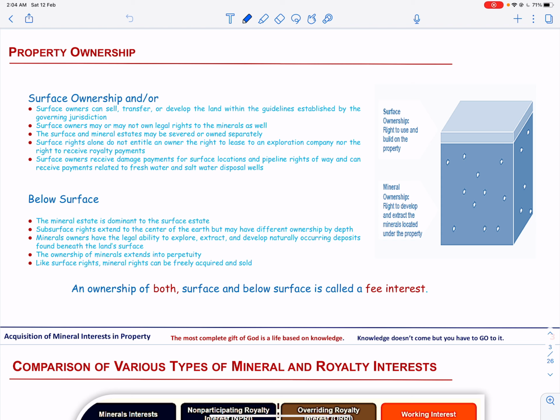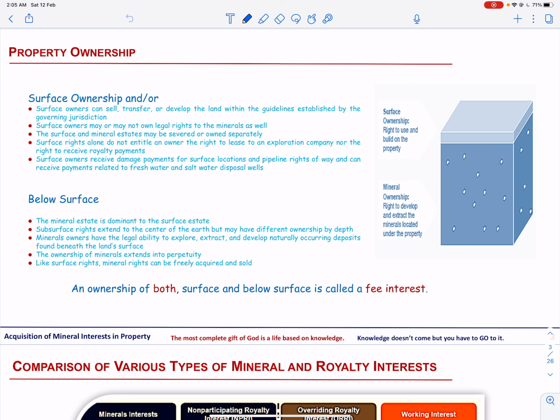However, there are laws that protect surface owners and make them feel more comfortable with oil companies drilling on their land. I would also like to add that there are few countries like the United States where citizens can own minerals, oil and gas below the land surface. In America, the landowners own both the properties above and below the surface. An ownership of both surface and below surface is called a fee interest.